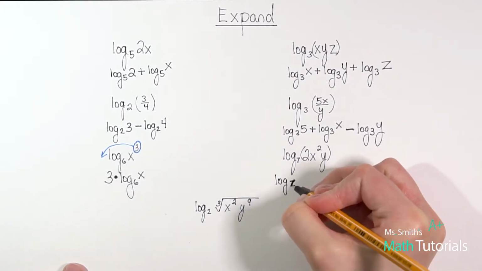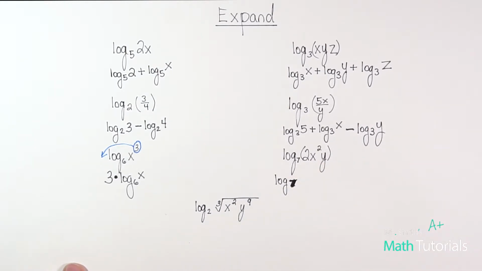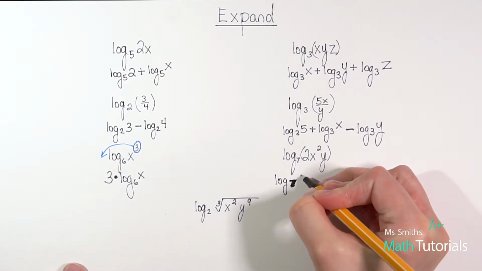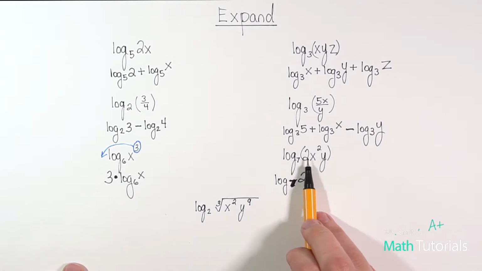Oh, I put a z. That was weird. Log base 7, that's not going to change. And we'll start with that first value, 2, right? So log base 7 of 2. And then I want to multiply that by x squared.